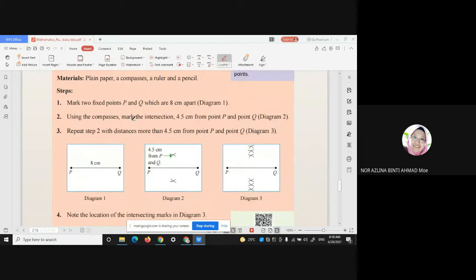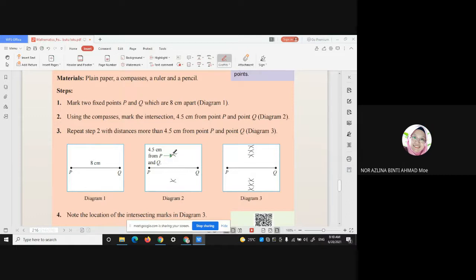Using the compasses, mark the intersection 4.5 cm from point P and Q. Then repeat step 2 with distances more than 4.5 cm from point P and Q. So you can use a measurement of 4.5 cm. Using compasses, you measure 4.5 cm.